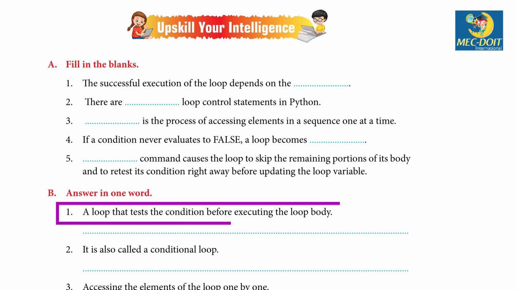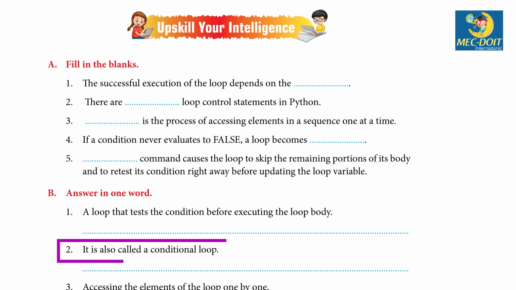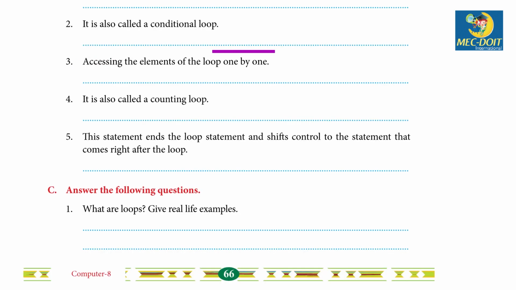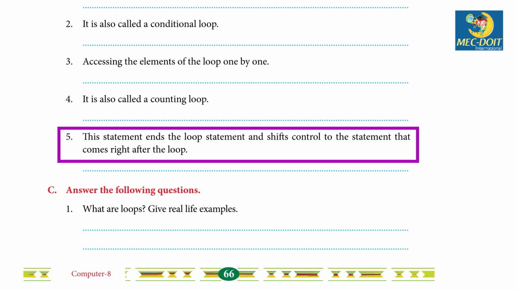1. A loop that tests the condition before executing the loop body. Answer: While loop. 2. It is also called a conditional loop. Answer: While loop. 3. Accessing the elements of the loop one by one. Answer: Traversal. 4. It is also called a counting loop. Answer: For loop. 5. This statement ends the loop statement and shifts control to the statement that comes right after the loop. Answer: Break statement.